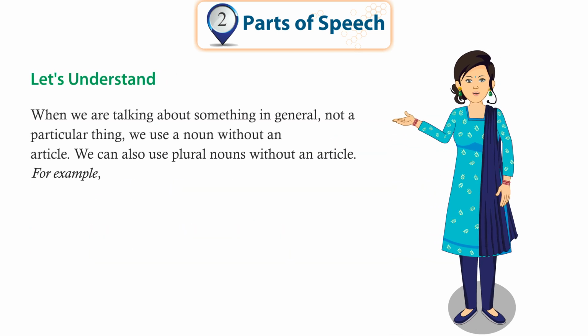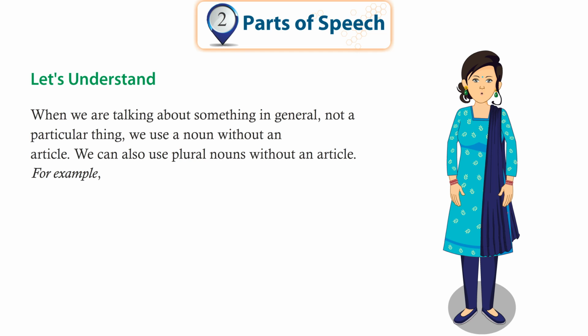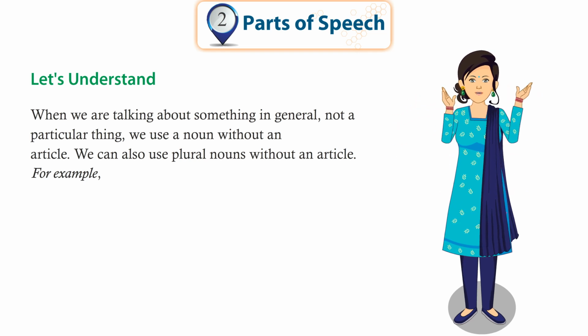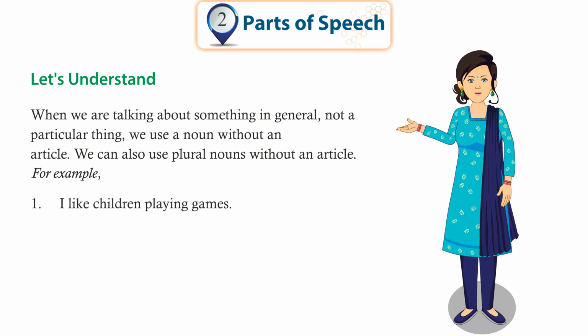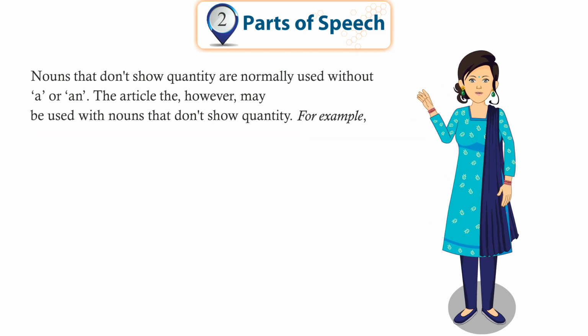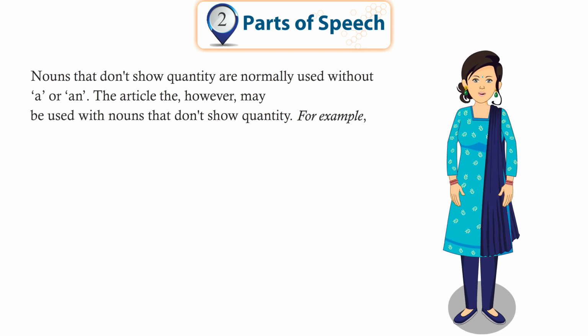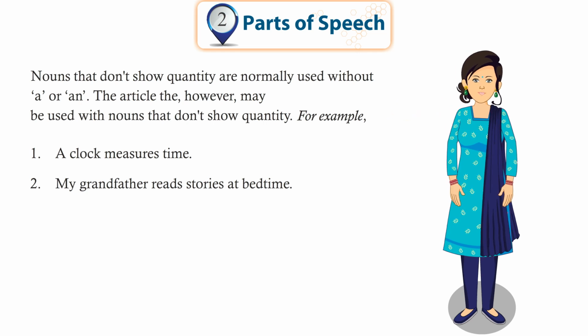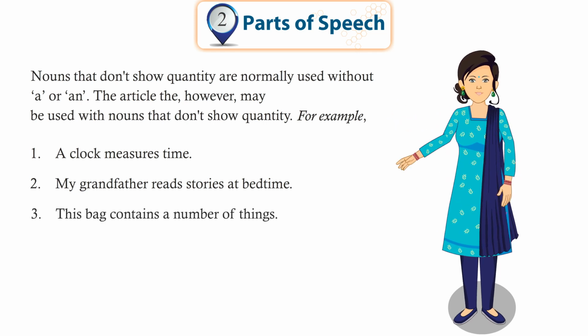Let's understand. When we are talking about something in general, not a particular thing, we use a noun without an article. We can also use plural nouns without an article. For example, I like children playing games. Trees shed leaves during autumn. Nouns that don't show quantity are normally used without a or an. The article the, however, may be used with nouns that don't show quantity. For example, a clock measures time. My grandfather reads stories at bedtime. This bag contains a number of things.